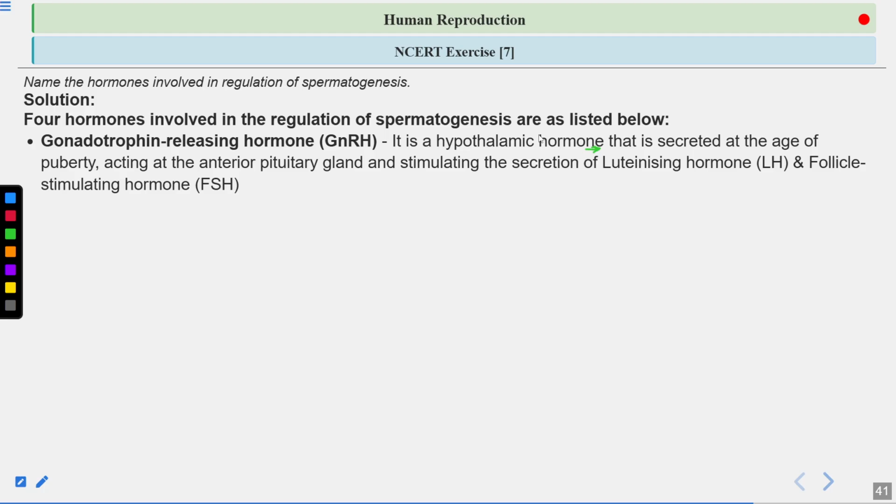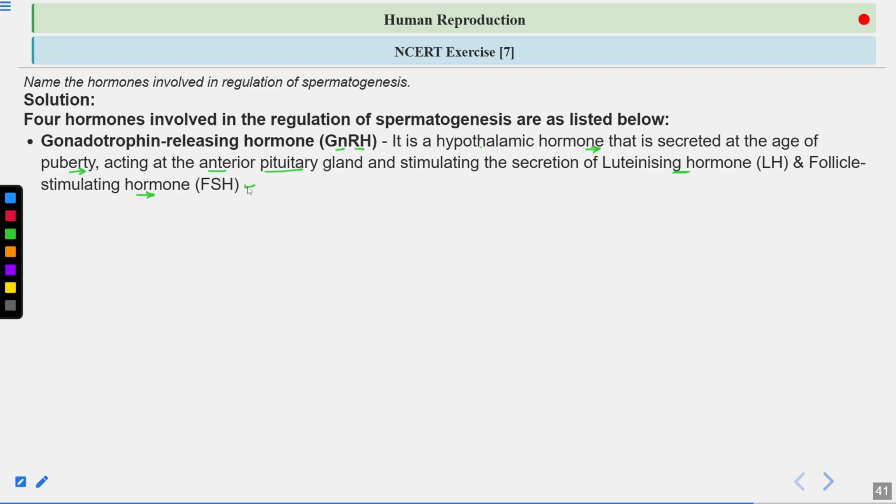This hormone is released at puberty. So spermatogenesis starts at puberty. This hormone, gonadotrophic releasing hormone, which is released from the hypothalamus, acts on the anterior pituitary gland, and it stimulates the anterior pituitary gland to release two gonadotrophins, which are luteinizing hormone and follicle stimulating hormone.